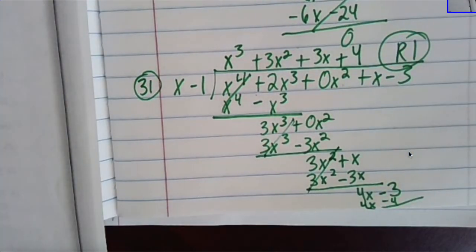It's a remainder of 1. I got the remainder of 1, and I got x cubed the first time, and then after I got x cubed, I kind of messed up in there.